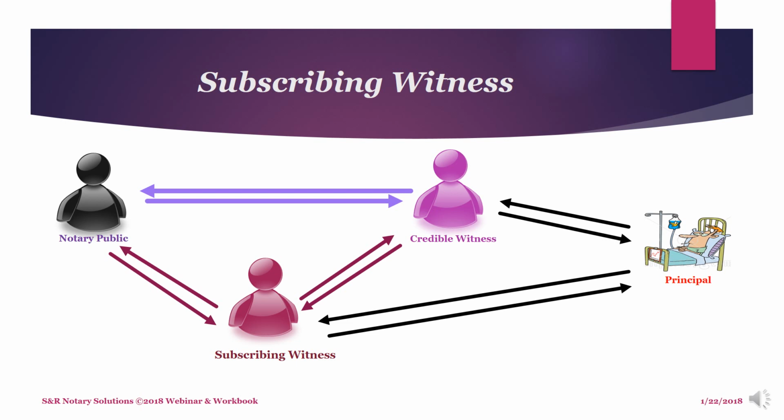Here's an illustration of subscribing witness. The notary public knows the credible witness, but still must get the identification recorded in her journal. The identity of the subscribing witness was established by an oath or affirmation of a credible witness whom the notary public personally knows and who personally knows the subscribing witness. The credible witness presented an identification document satisfying the requirements described in California Civil Code sections 1185.